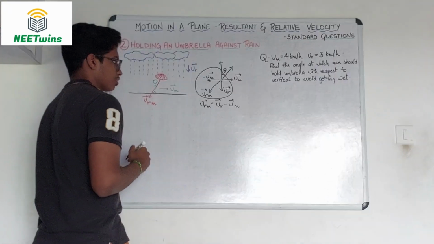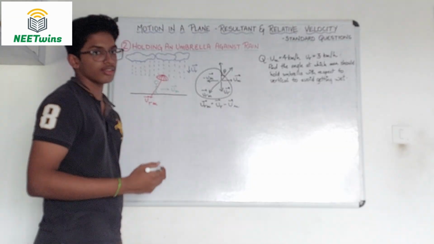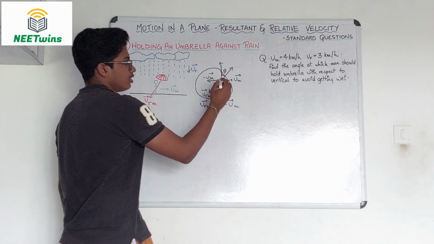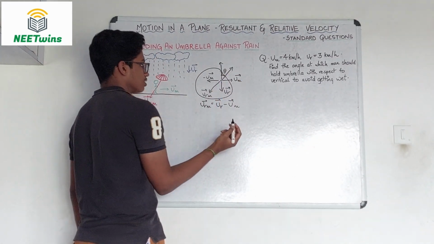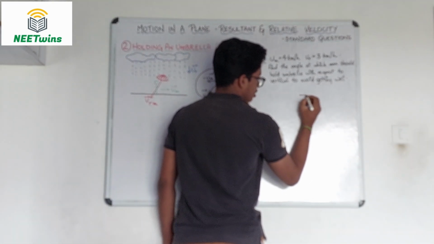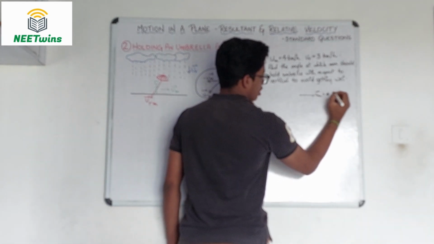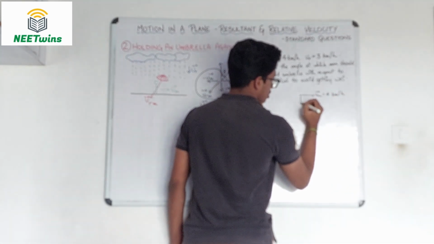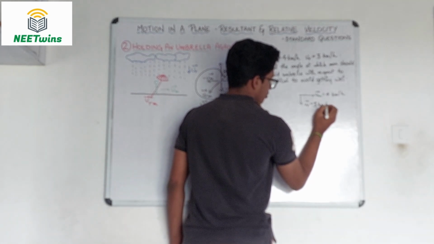So let's apply it in this question. In this question they're saying that the velocity of man is 4 km per hour and the velocity of rain is 3 km per hour. They're asking to find the angle at which the man should hold the umbrella with respect to vertical to avoid getting wet. Basically it's this angle. So again, if you put up a diagram over here, this would be Vm is equal to 4 km per hour, and this would be V rain is equal to 3 km per hour.